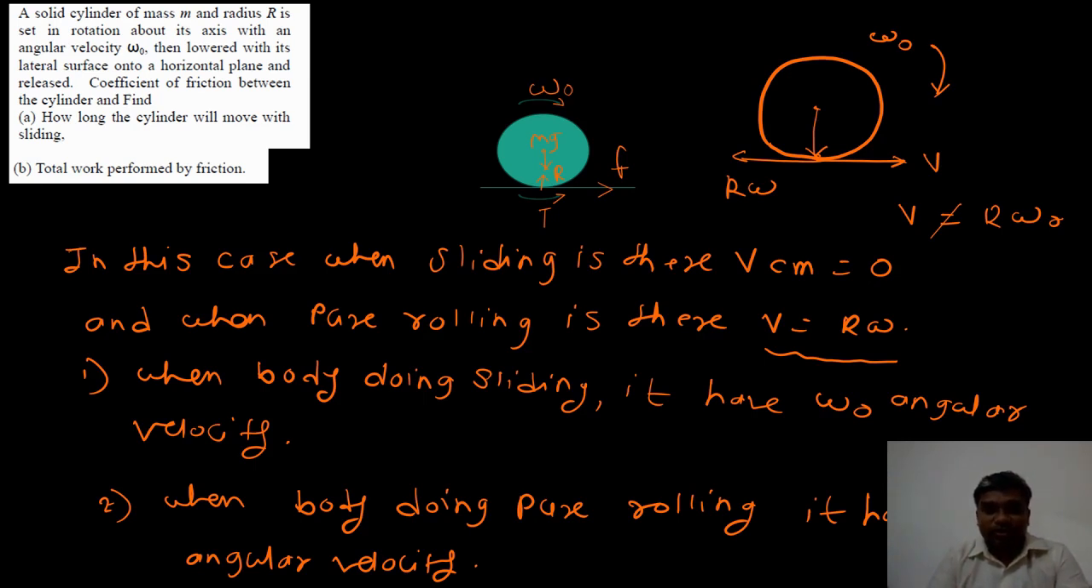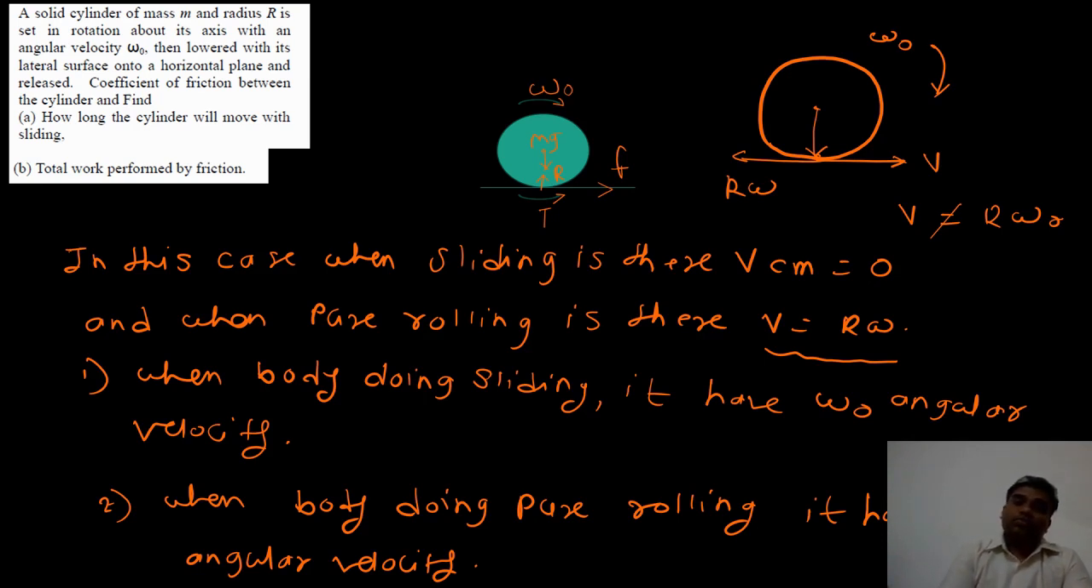What is the difference between sliding and rolling here? When we give omega naught as the angular velocity to the cylinder and release it on a horizontal surface, its linear velocity v is not equal to r omega naught. And when it starts pure rolling, at that time the point of contact matters: when any rotating body like a disc, ring, or spherical body rolls on the ground, it has only one point of contact between the body and the ground.